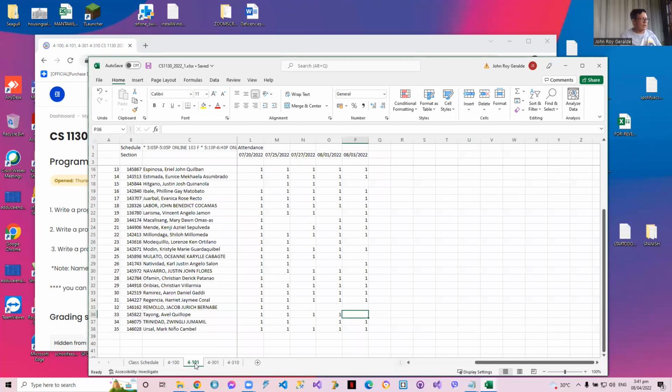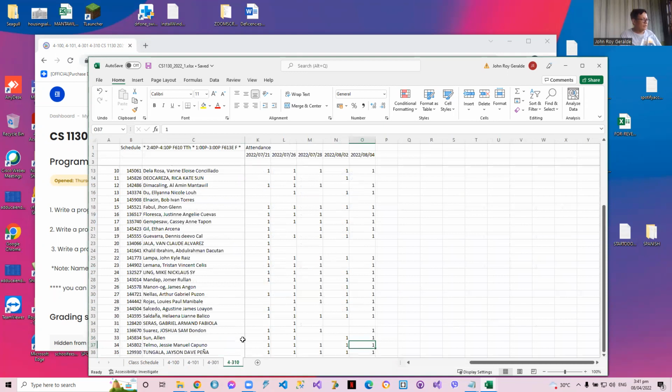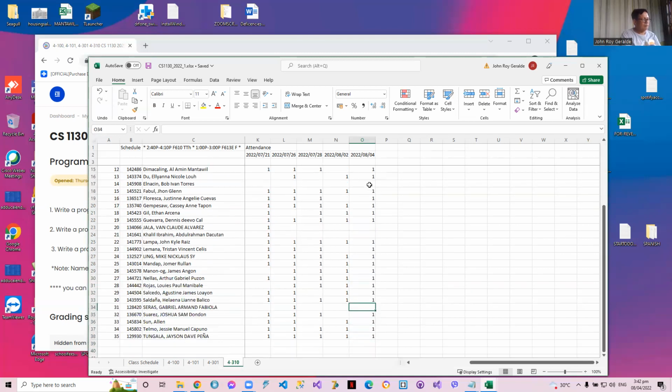Ano ba tayo? 4-101? No. 4-100. 310 pala, no? Aguelo? Bataga? Deo Caresa? Nasin? Hala Khalil? Gabriel Armand Seras?